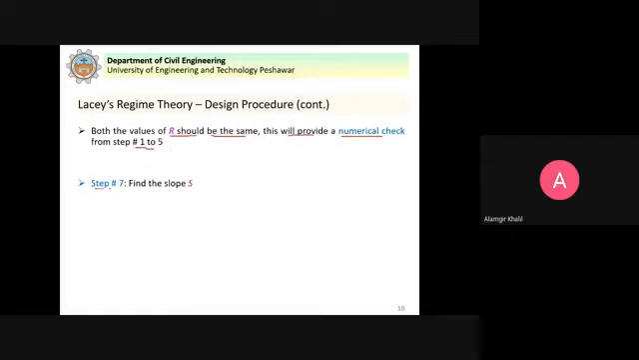And step number 7 is to find the slope S. Again, Lacey's theory gave an equation to calculate the longitudinal slope of the channel. So these are the equations for calculating the slope in the MKS system and in the FPS system.